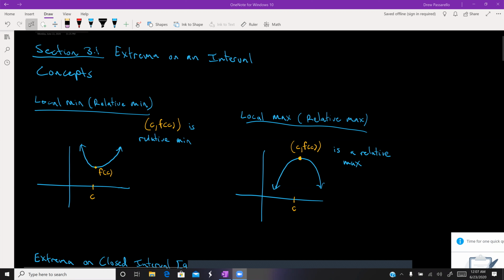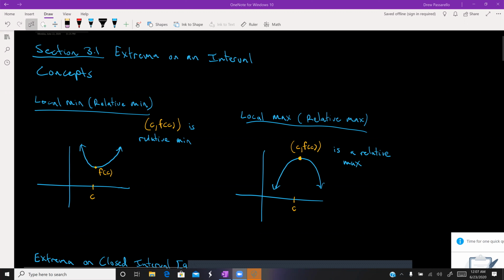So section 3.1 deals with extrema on an interval. In this video, I'll just discuss the concepts. Following videos will be going through examples. All right, so for the concepts of this section, one of the things is dealing with local min and local max, which sometimes is called a relative min and a relative max.